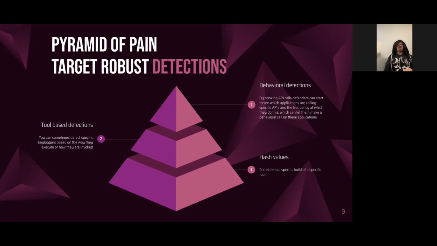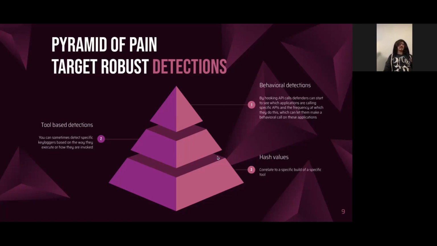And these are the hardest stuff for an actor to change because they have to change the technique that they're using, which often becomes very difficult versus just changing the tool or recompiling the tool. Quick note, I always thought the pyramid of pain was backwards. If this is the hardest thing for the attacker to change, I feel like it should be at the bottom of the pyramid. You should have to change everything above it as well.